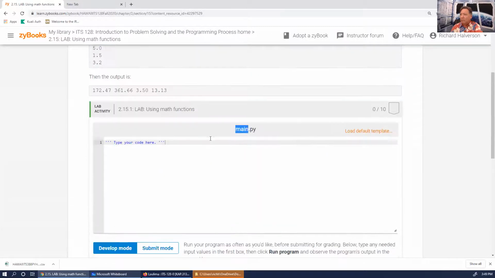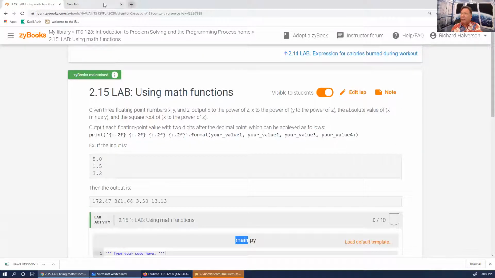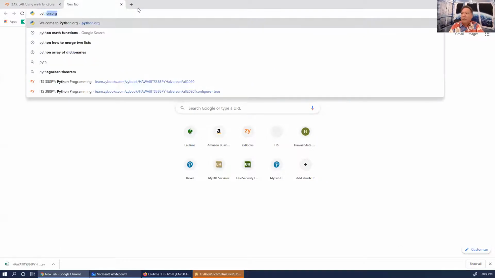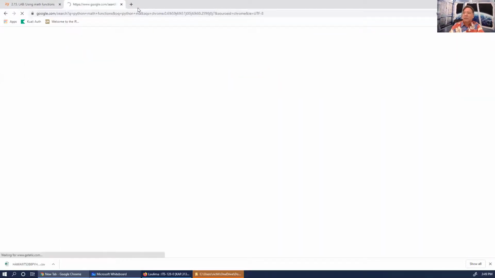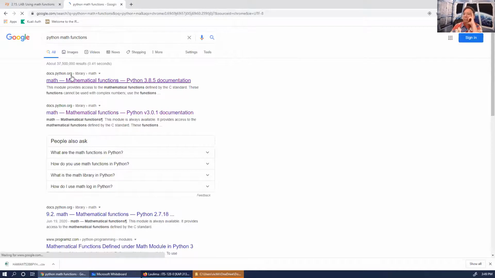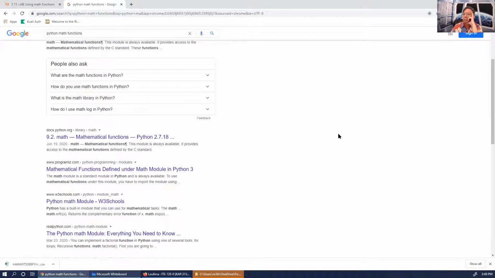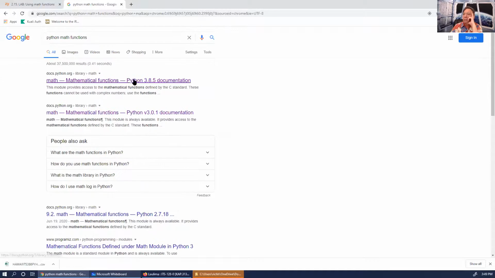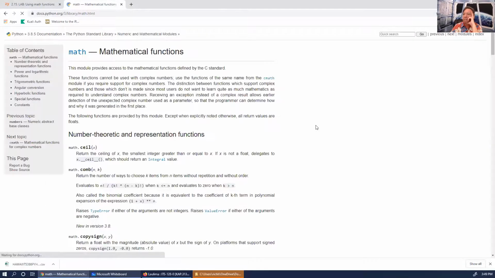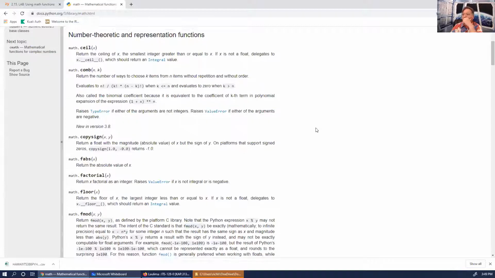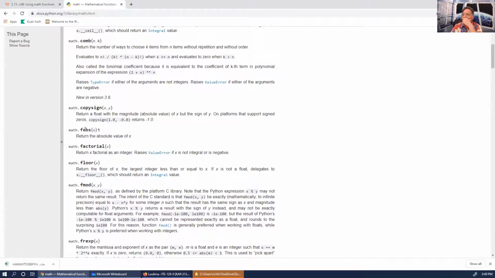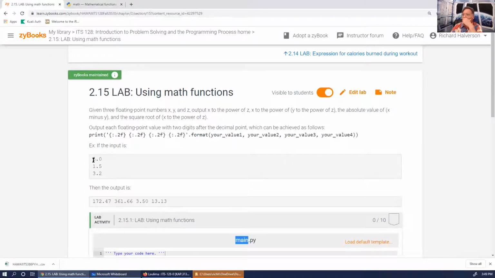So let's find math functions. Python math functions. Let's just see what this one says. Okay, we're going to want to use absolute value. Is that a floating point number? Yeah, it's a floating point number. So let's put this down here for one.